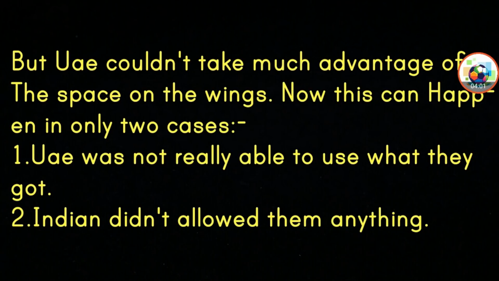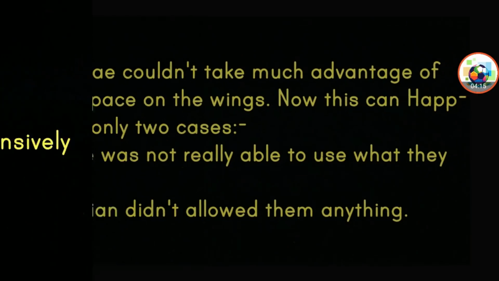But UAE couldn't take much advantage of the space on the wings. Now this can happen only in two cases: either UAE was not really able to use what they got, or second, India didn't allow them anything. I would say India was spot on defensively. They didn't allow them anything, and especially players like Holicharan, Udanta Singh, and both the defensive midfielders, Anirudh Thapa and Pranoy Halder, did a fantastic job, not only in defense.